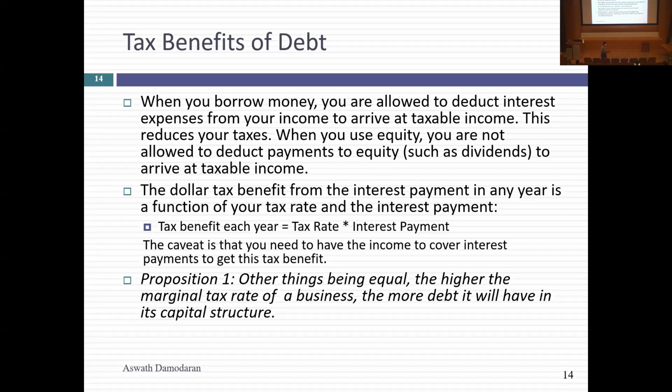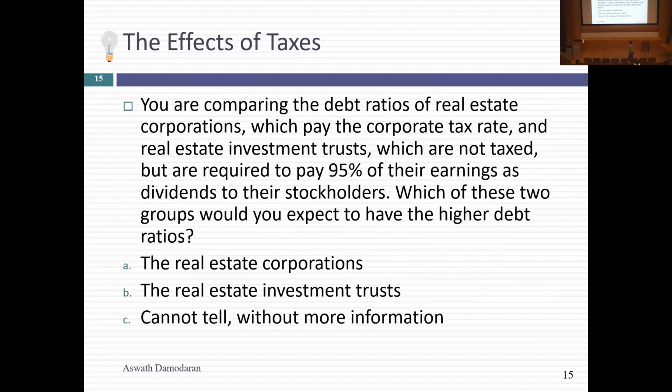So let's make an obvious statement. The higher your marginal corporate tax rate, the greater the benefit to borrowing money. So let's think about how this will play out. First using companies, and then we'll talk about countries. If you look at how the real estate business in the US is structured, there are two ways you can play the real estate game. One is to create a real estate corporation, a traditional company where you pay taxes on your income and you get to keep after-tax income like every other company.